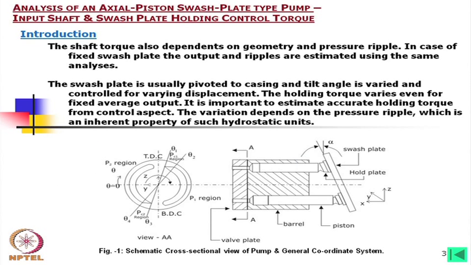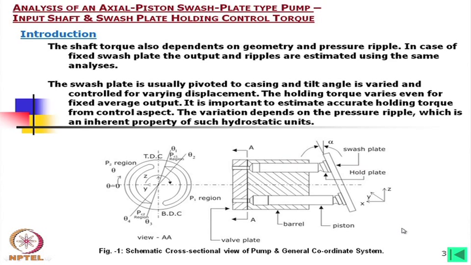Okay. The swash plate is usually pivoted to the casing, which I have mentioned, and the tilt angle is varied and controlled for varying displacement. The holding torque varies even for a fixed average output. It is important to estimate the holding torque accurately from the control aspect. The variation depends on pressure ripple, which is an inherent property of such hydrostatic units. I have already discussed this pressure ripple, here we shall discuss a little more.